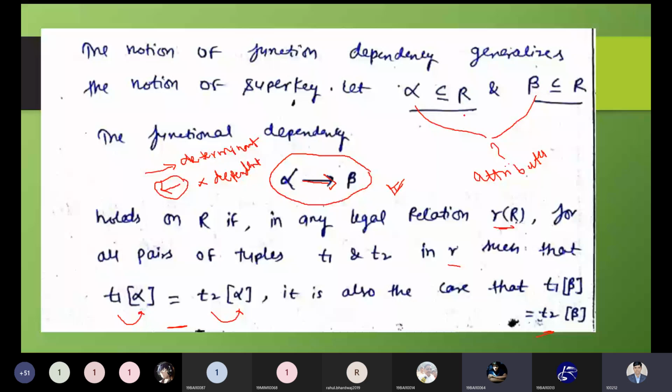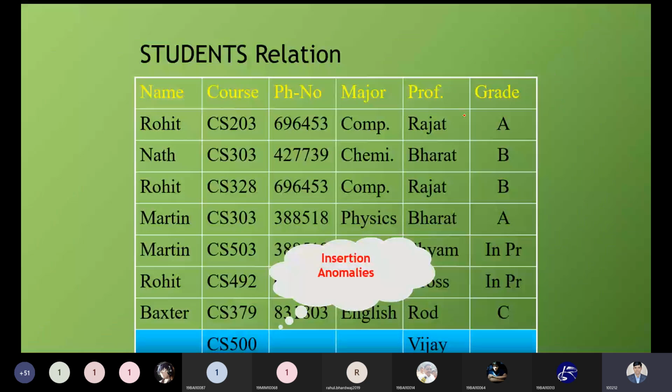Okay, I'm just moving to my table. See, in this relation, student R, what is the attribute? I'm taking the name attribute. If I'm taking the name attribute for tuple T1, so all the values of tuple T1, Rohit will be the same as it.